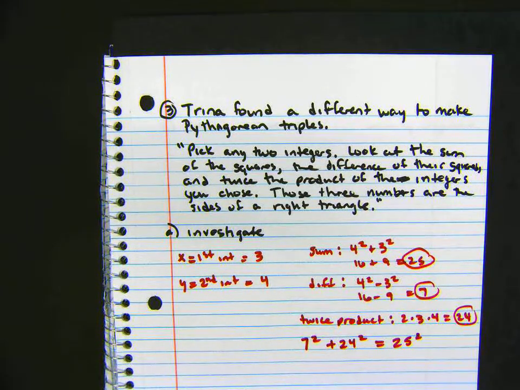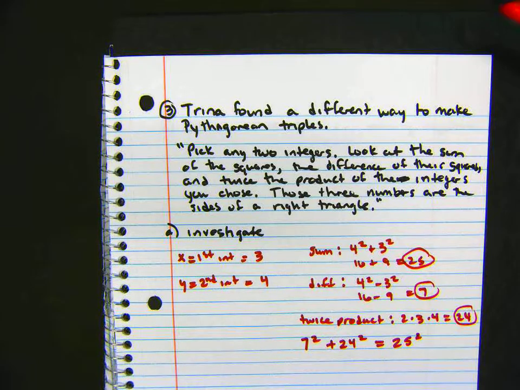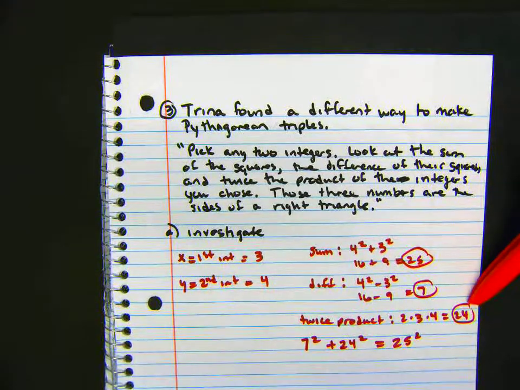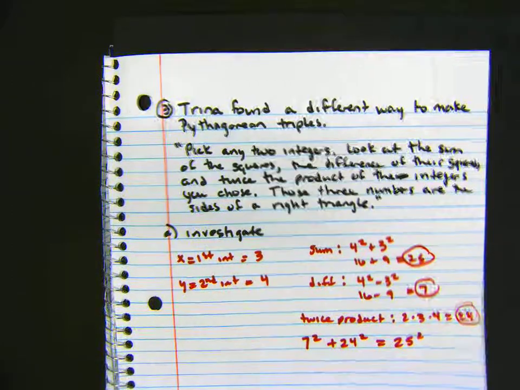The adjustment that they would need to make to this is they need to pick any two positive integers, because 0 is not good. And if you pick one negative and one positive, that will not work either, because you'll get this number being a negative, and we can't have a negative side. And so pick any two positive integers, and then you'd be fine.